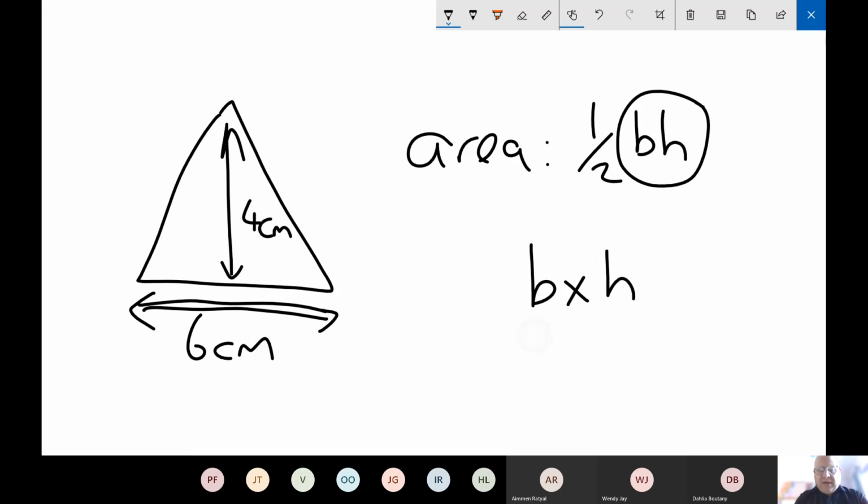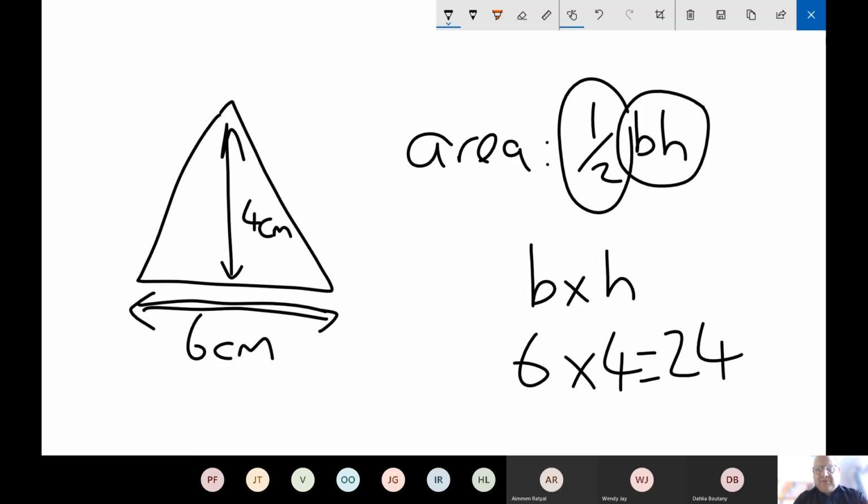And the numbers for here, our base is 6 centimeters, our height is 4 centimeters, which gives us 24. And you'll notice here that I've conveniently forgotten about the half bit. So to half something, we just divide it by 2, which gives us a 12, and we're in centimeters. And if you remember when I said about area, it's squared, so it's 12 centimeters squared.